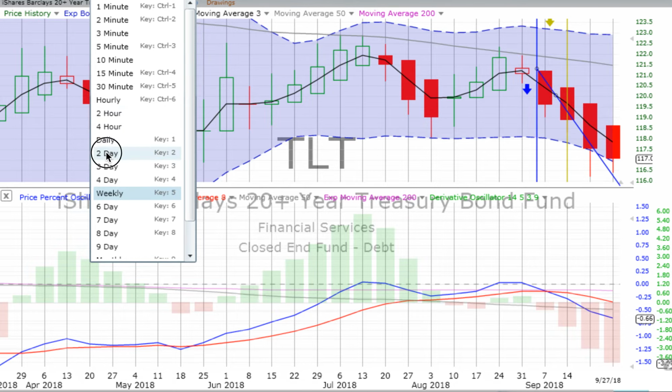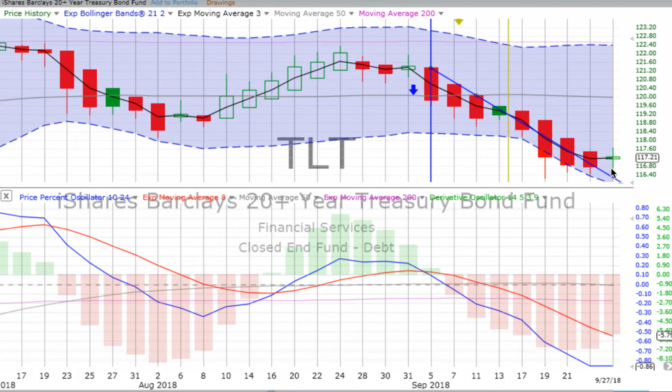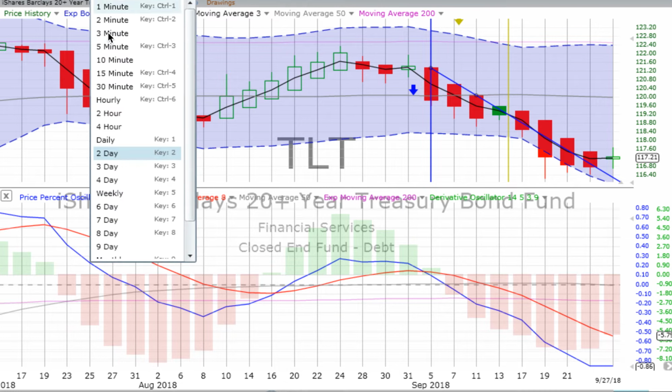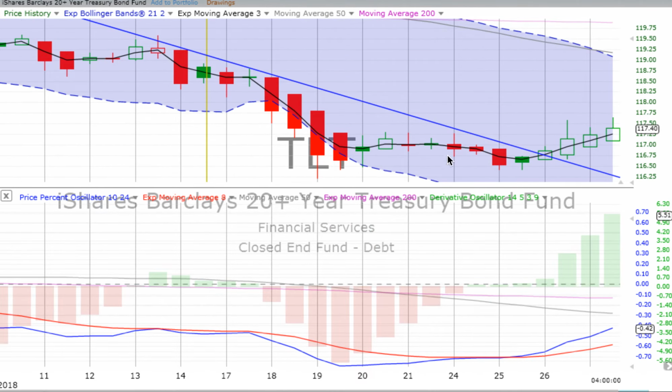We go to the 2-day chart. What do we see there? We see that backing off. We have a green spinning top after lots of strong down movement. Pushes through the 2-day trend line. Price percent oscillator's gone flat. Derivative oscillator losing downward momentum. And that 4-hour chart, it's continued to move up for the last 2 days.